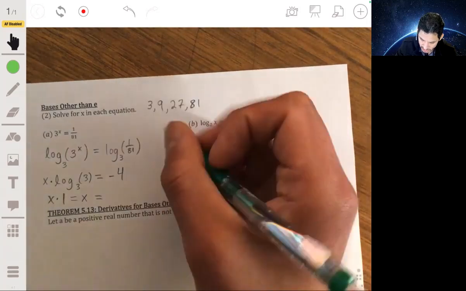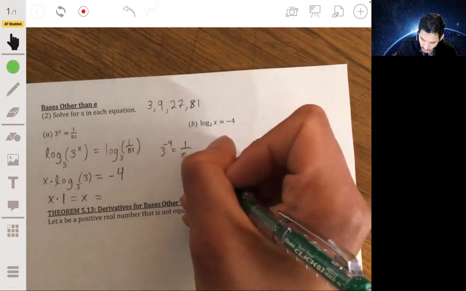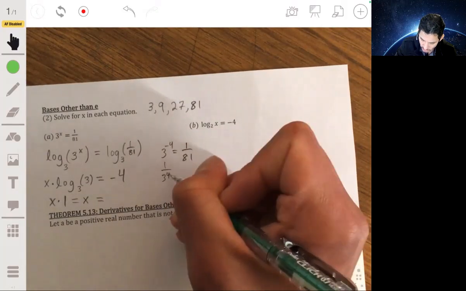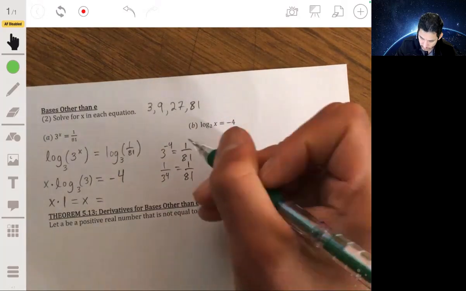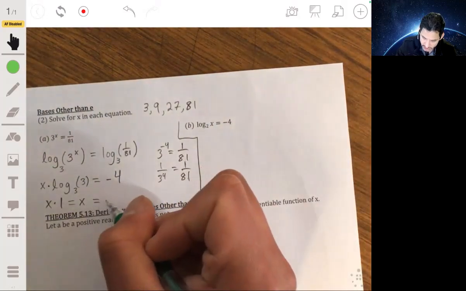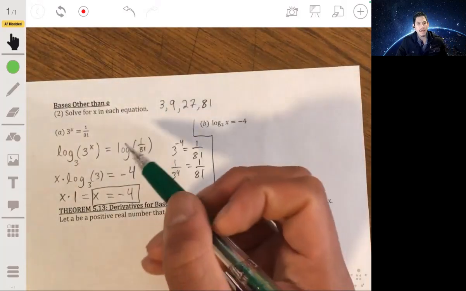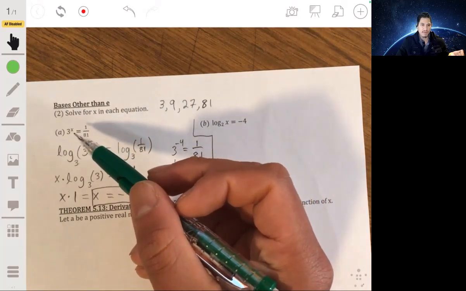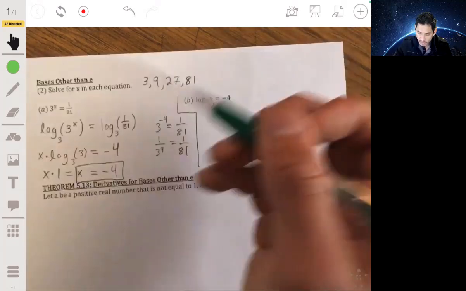Because 3 to the -4 is 1 over 81. And that's because 3 to the -4 is 1 over 3 to the 4th, which is just 1 over 81 because 3 to the 4th is 81. Anyways, this just shows that x is -4. And again, you probably already knew that from just mental math, but if you didn't, how would you do that? You can use logarithms to solve it.